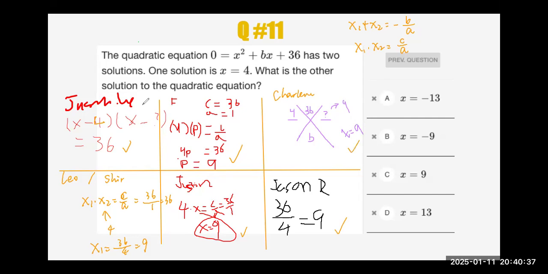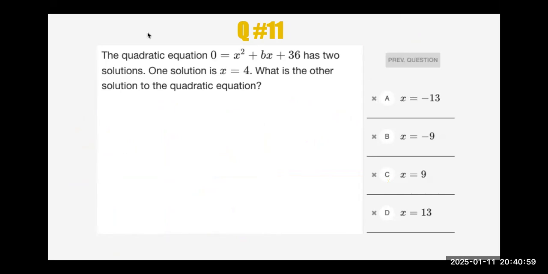And so I think Jasmine and Charlene use the same principle. If you do the factoring, notice that the product of these two factors should be 36. So one of the other ones should be 9. Excellent. So C is the right answer. Great job, everybody. So proud of you guys. Okay. All of you, very good. Now we move on to 12.